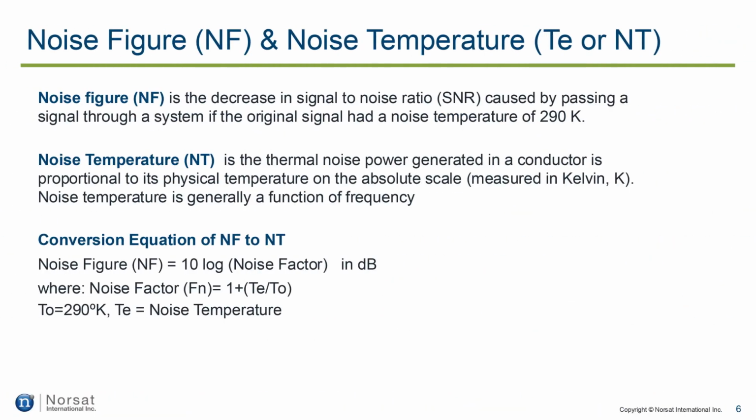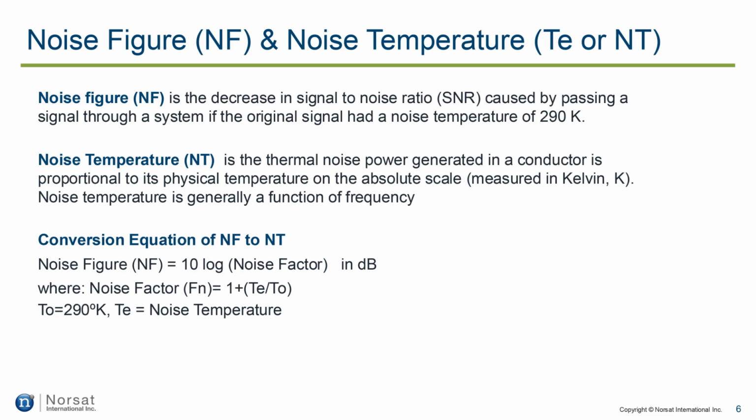Another LNB parameter we want to explain is the noise figure and noise temperature. Noise figure is the decrease in signal-to-noise ratio caused by passing a signal through a system if the original signal had a noise temperature of 290 Kelvin. Noise temperature is the thermal noise power generated in a conductor, and it is proportional to its physical temperature on the absolute scale, Kelvin. Noise temperature is generally a function of frequency.